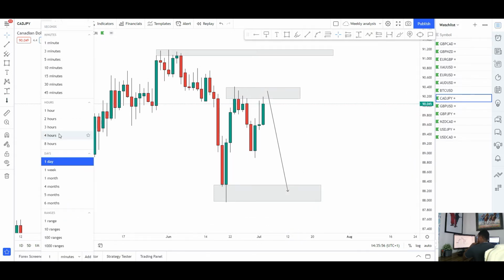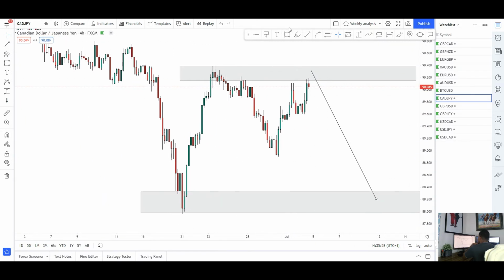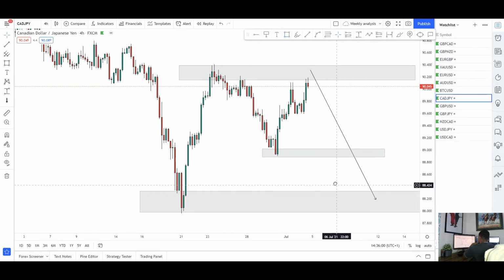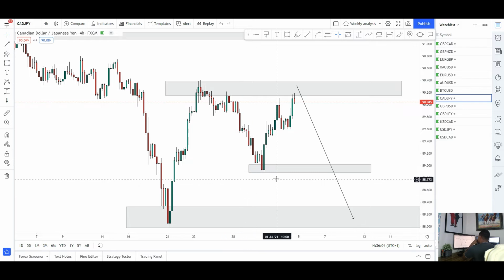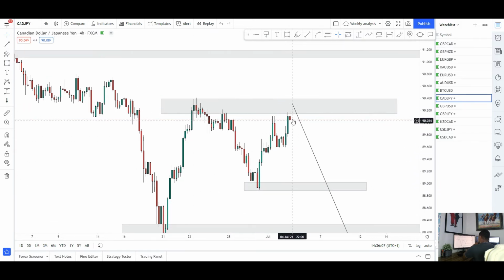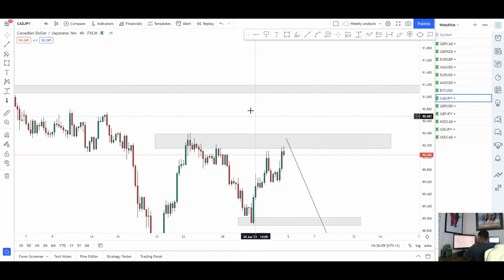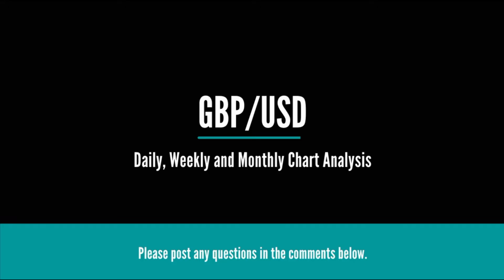We'll be targeting this support down here on the 4H, and then if you can break through that, we'll be targeting this support all the way down there. So bias currently is to the downside as long as we stay underneath this level. If we do break it, then switch to bullish, and then we'll be targeting these highs up there. Up next is GBPUSD.